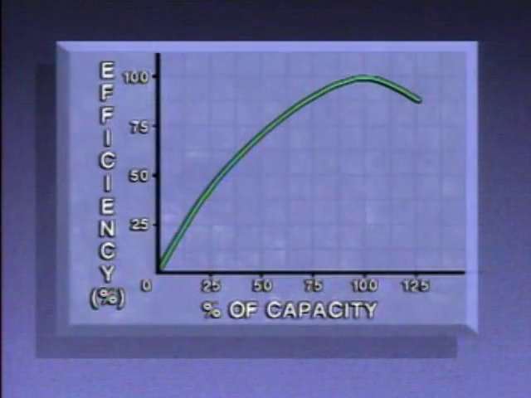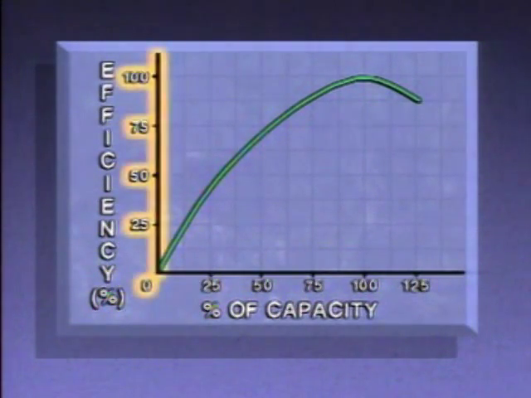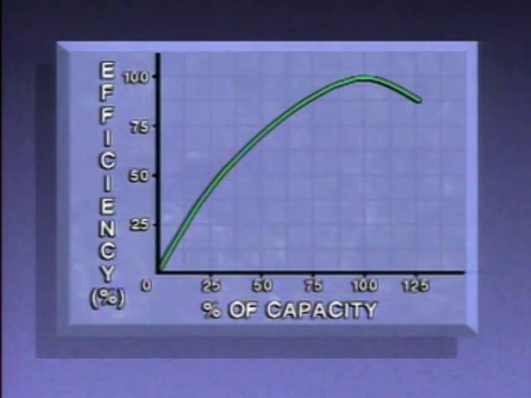We can use this graph to look at another pump characteristic, efficiency. The efficiency scale goes from 0% to 100%. A pump's efficiency varies depending on the percentage of its capacity that is being used. The efficiency curve begins at 0 on both the efficiency and capacity scales and rises to a maximum value near 100% capacity before falling off again. The point of maximum efficiency is the point where the pump provides the maximum flow for the least amount of power.